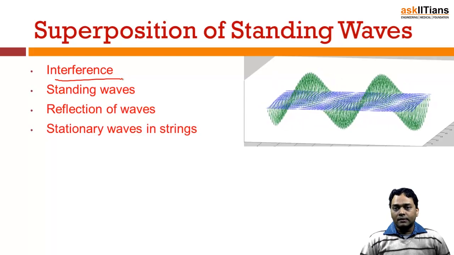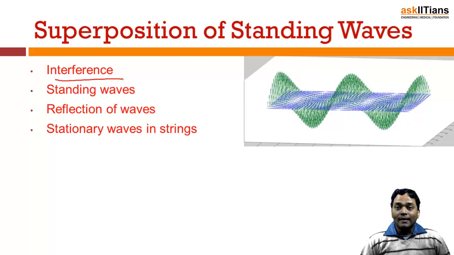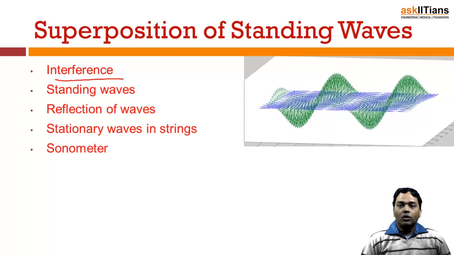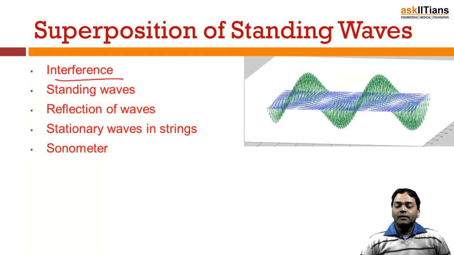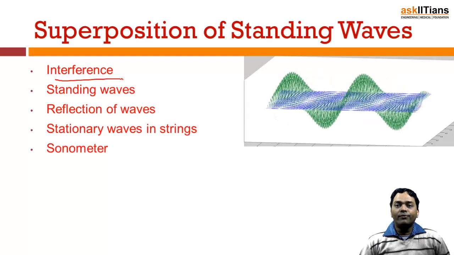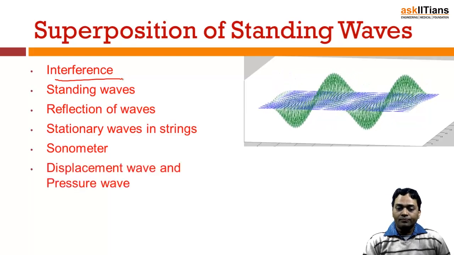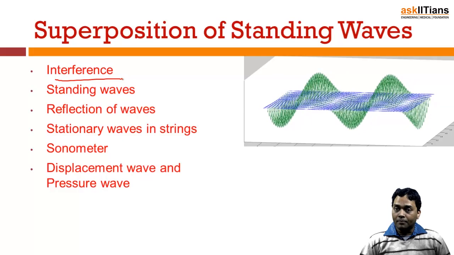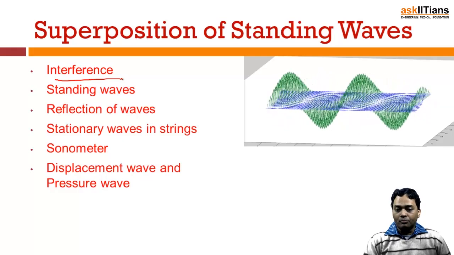Stationary waves and strings. We'll try to understand what are the different types of stationary waves that are produced in a string. Sonometer. Sonometer is nothing but a device which helps us in understanding about the frequency of the wave that is produced in a string. Displacement wave and pressure wave. These are something which I would like to introduce when we move on to that.